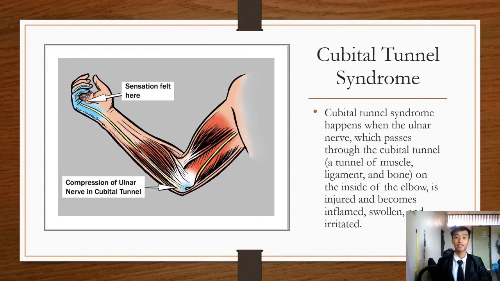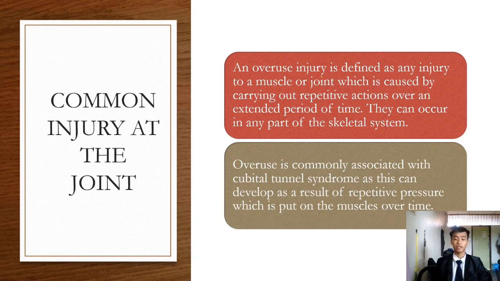Next, I will talk about cubital tunnel syndrome. Cubital tunnel syndrome happens when the ulnar nerve, which passes through the cubital tunnel, a tunnel of muscle, ligament, and bone on the inside of the elbow, is injured and becomes inflamed, swollen, and irritated. Common injury at the joint. An overuse injury is defined as any injury to a muscle or joint which is caused by carrying out repetitive actions over an extended period of time. They can occur in any part of the skeletal system. Overuse is commonly associated with cubital tunnel syndrome, as this can develop as a result of repetitive pressure which is put on the muscle over time.